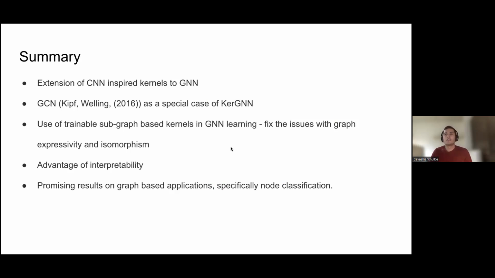Right. So to summarize the whole idea of the paper: the idea is to introduce learnable kernels in the whole GNN pipeline. In that way, traditional graph convolution networks, which were popularized by Kipf and Welling, are a special case of kernel GNNs, where we fix the kernel to a simple aggregation function. This method fixes the challenges we have with traditional GNNs, expressivity and interpretability, in some way. And the authors experiment with real-world graph data sets and show promising results.